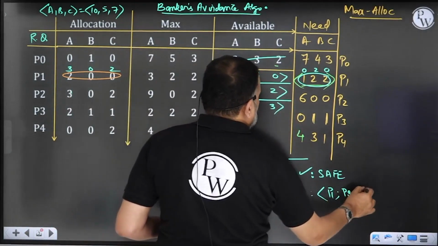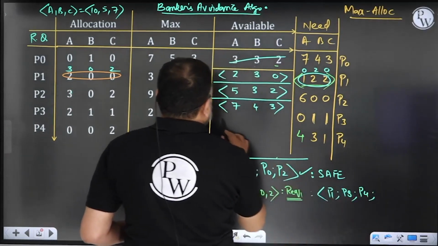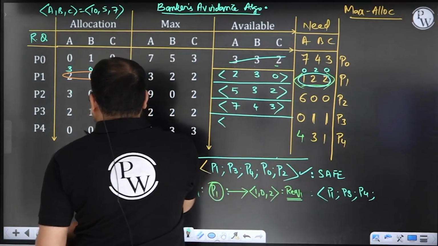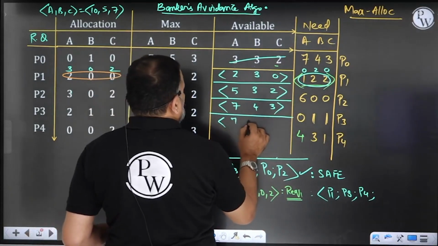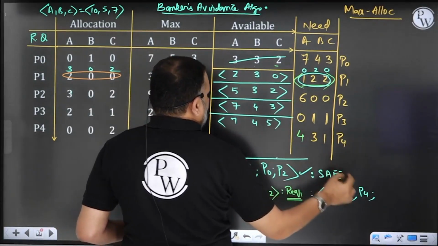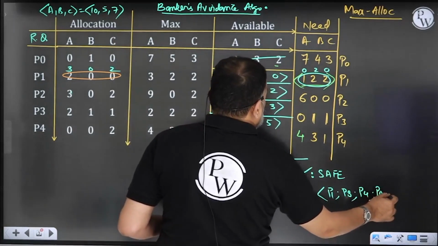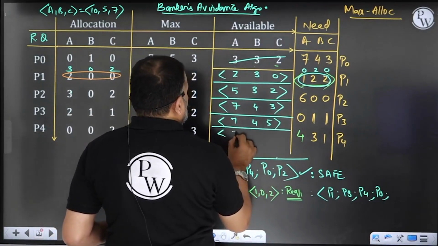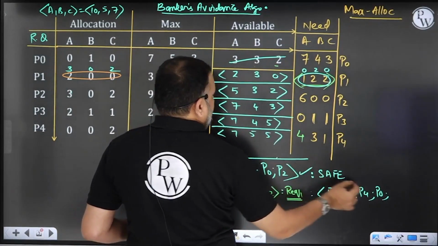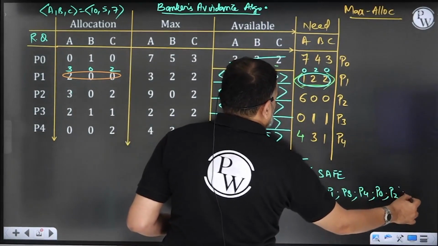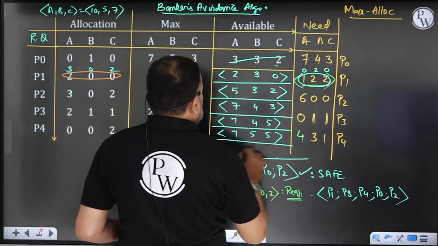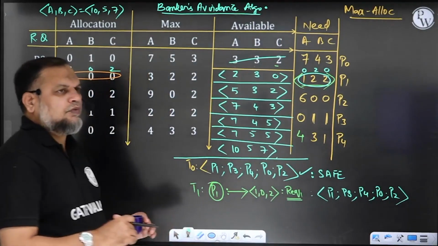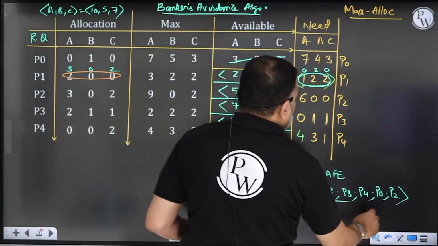With this I can take up next P4. When I complete P4, what will my new available become? The allocation of P4, 002, is added: 745. With that, next I can take up P0. The allocation of P0, 010, is added. So what will it become? 755. And then lastly I take up P2, so it becomes 1057. That's all, no rocket science, very simple concept. This is one safe sequence.